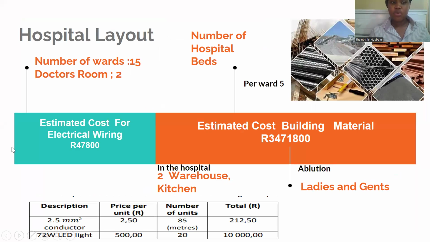Estimated cost of wiring, estimated cost of building wiring. These need to be in number of units and also price per unit. So it is calculated as price per unit. And here is the total number of buildings that is needed. I'm sure you saw the total price that is needed to build this hospital.